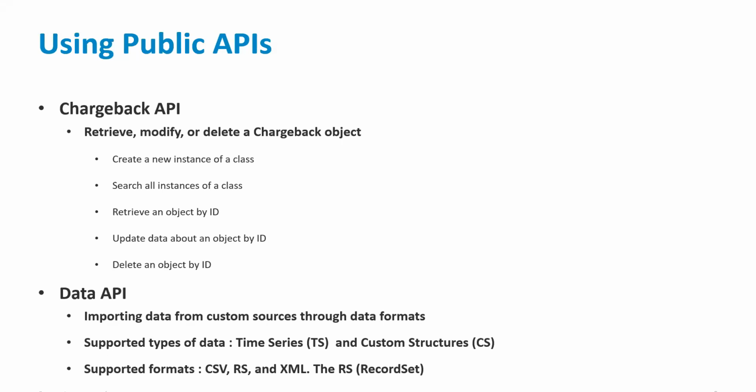And custom structure format is used to transmit data relative to a custom structure table, that is, a set of rows in a table with custom columns. A custom structure table is identified by table name, column types, and key columns. And the supported file formats are CSV, RS, and XML.